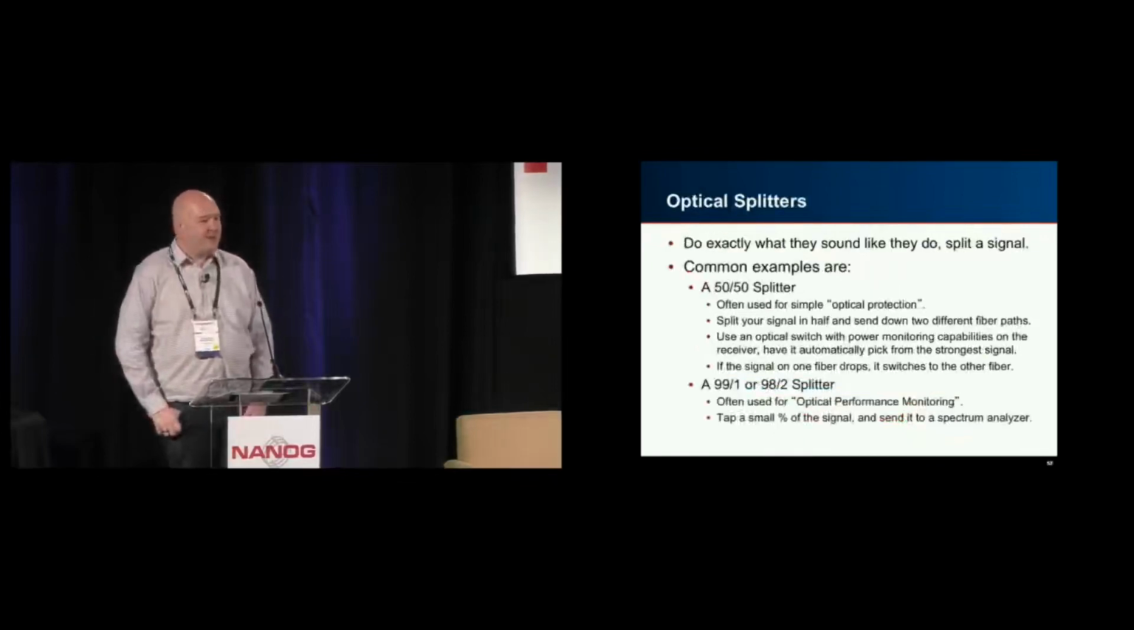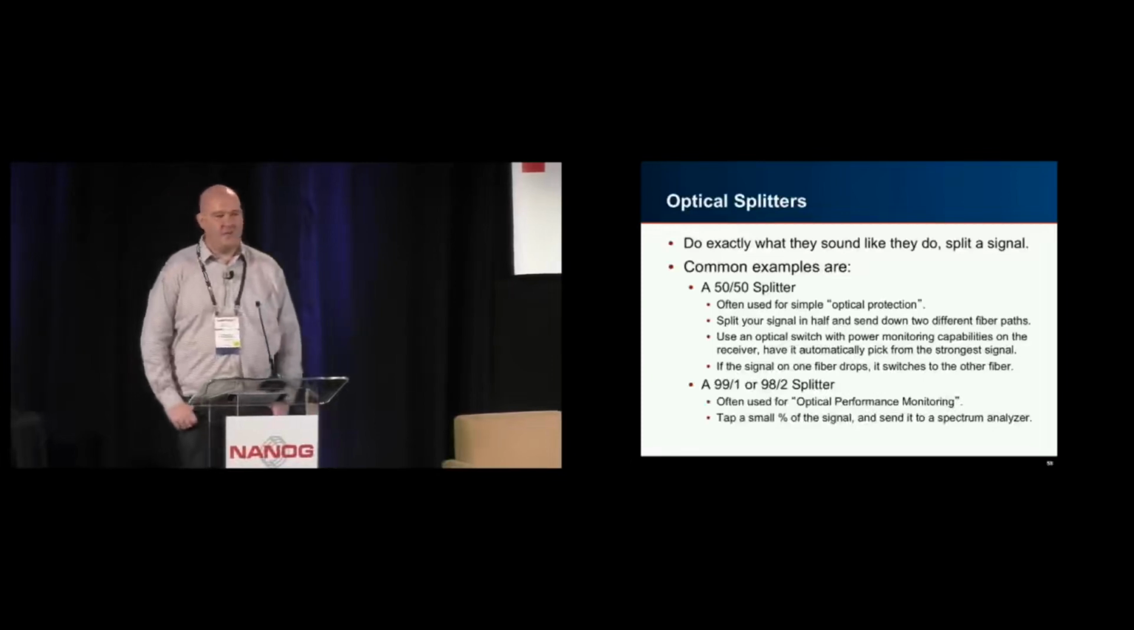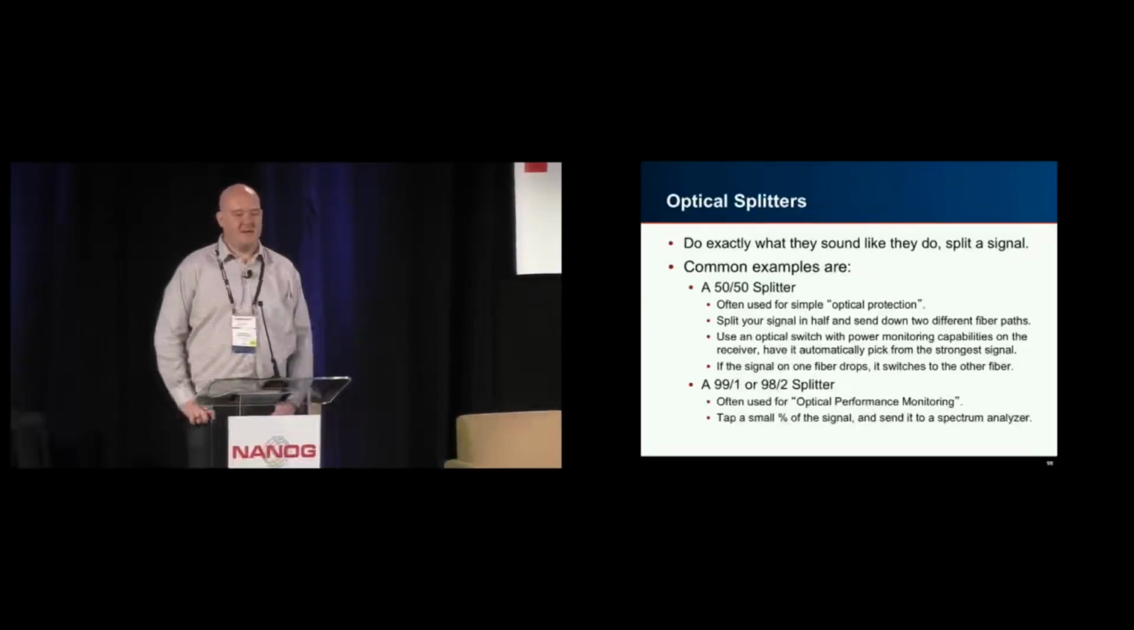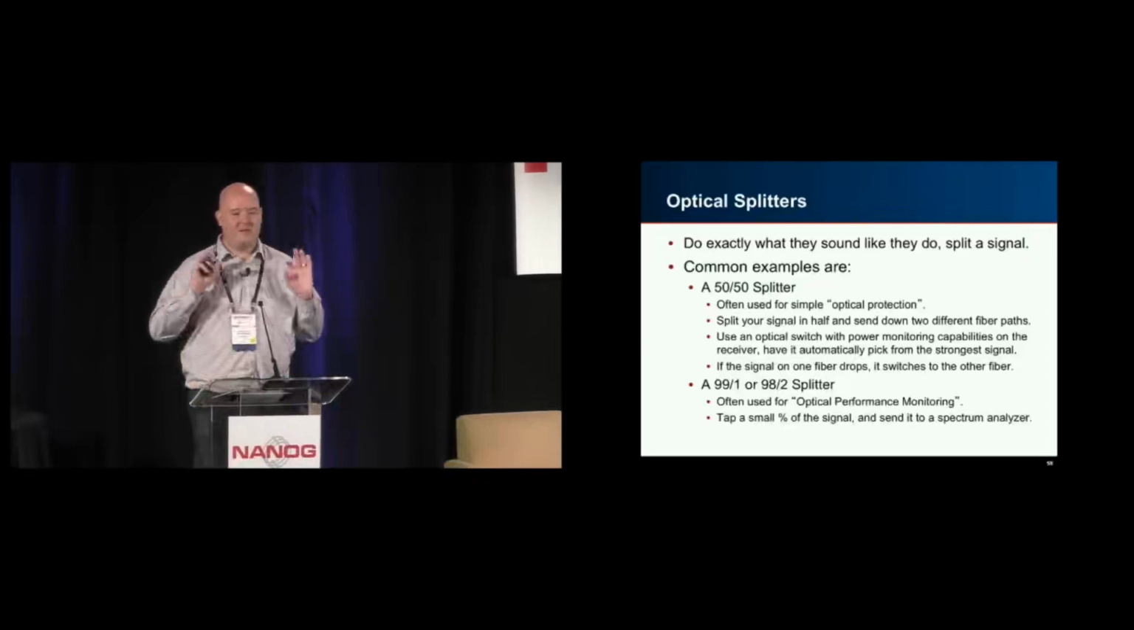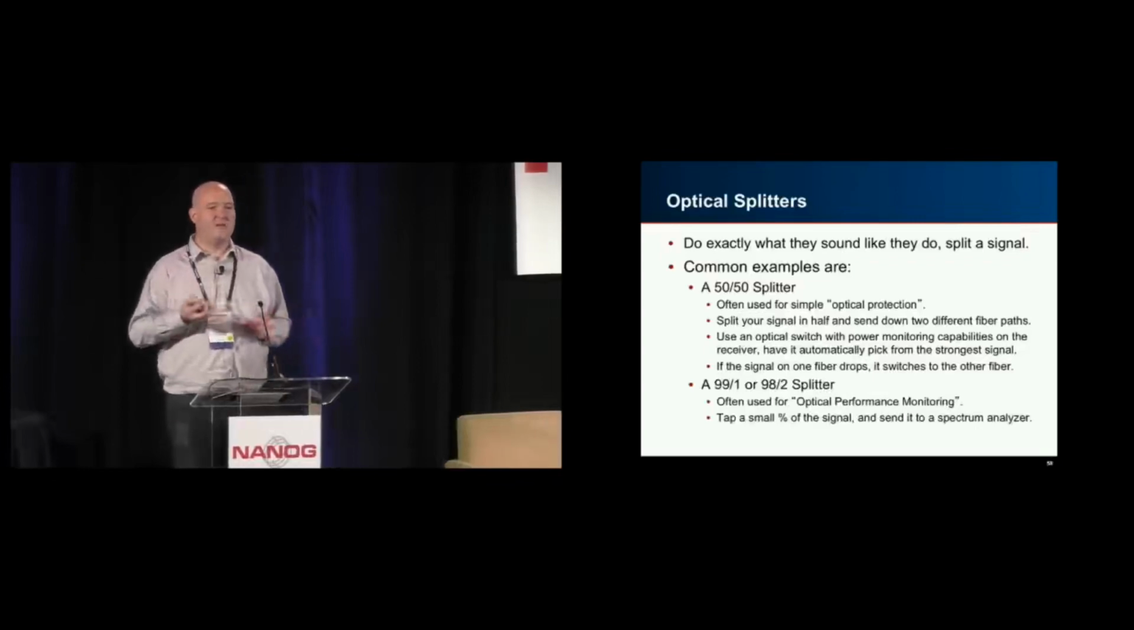There's another component out there called an optical splitter, and it does exactly what it sounds like. It splits the signal. So some really common examples of things you're going to encounter in the real world. The 50-50 splitter is typically what's used for your very simple optical protection. So the philosophy here is you take your signal and you split it in half, and you send it down 2 different fiber paths. And then on the other side, you've got an optical switch, and all it's doing is looking at power levels, and it's using whichever side is the strongest.